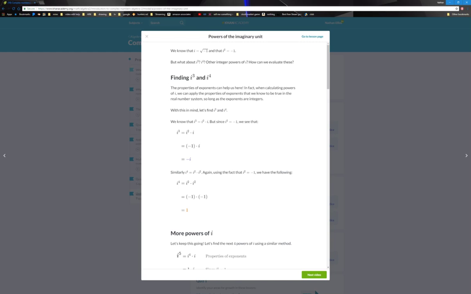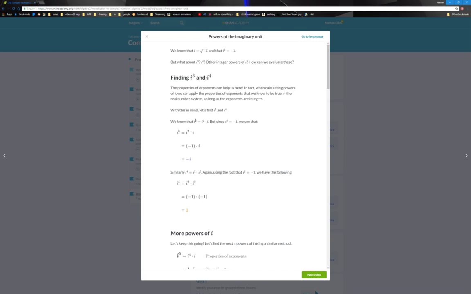I'm going to read that again because I didn't really understand that. The properties of exponents can help us here. In fact, when calculating powers of i, we can apply the properties of exponents that we know to be true in the real number system, as long as the exponents are integers. Okay, so we can multiply and divide them and add them normally, as long as they're all integers.